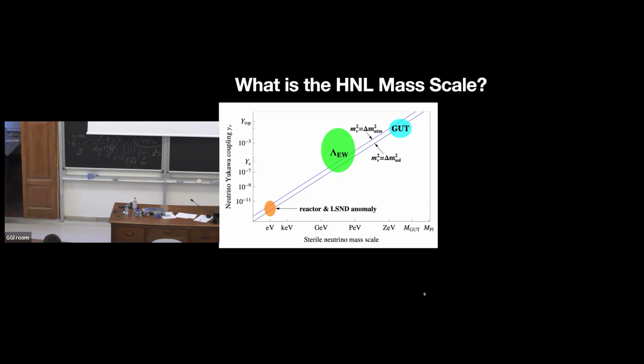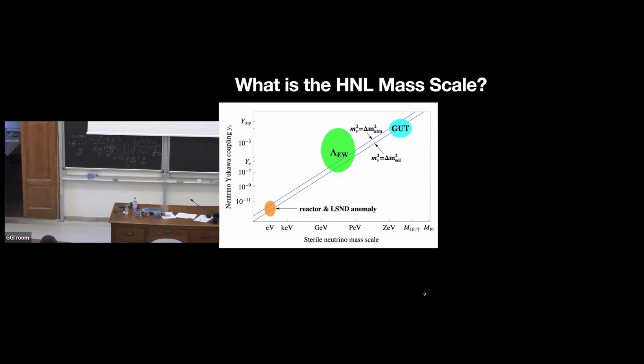So at the eV scale, people have tried to explain all these short baseline anomalies. And if you're at the electroweak scale, that is our interest here. You can probe them in colliders. And if they're at a much higher scale, of course, then we have no hope. All right? But is this enough, or is there any better motivation?